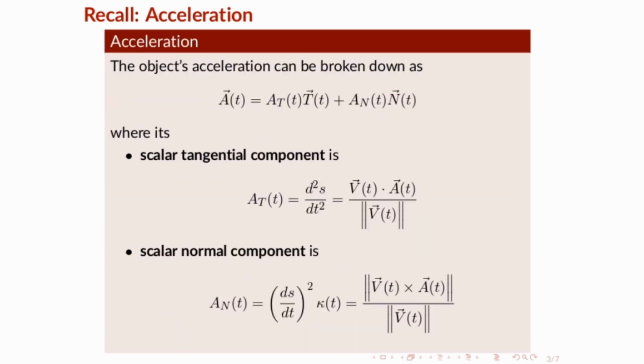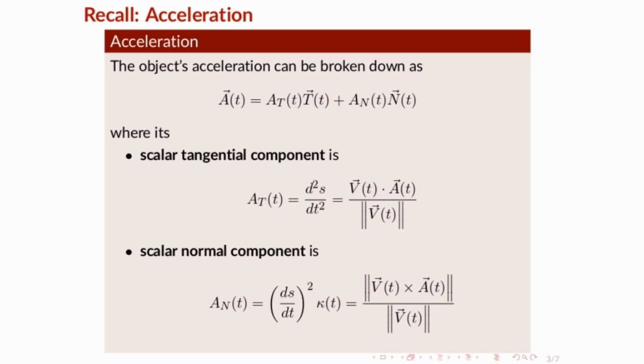Let's move on to acceleration. And we can see here that we have two components to acceleration: the scalar tangential component and the scalar normal component. They're called these because the tangential component is a measure of the magnitude of our acceleration in the direction of our velocity vector, whereas the normal component is perpendicular to our velocity vector. It measures how strong our acceleration is perpendicular to it.